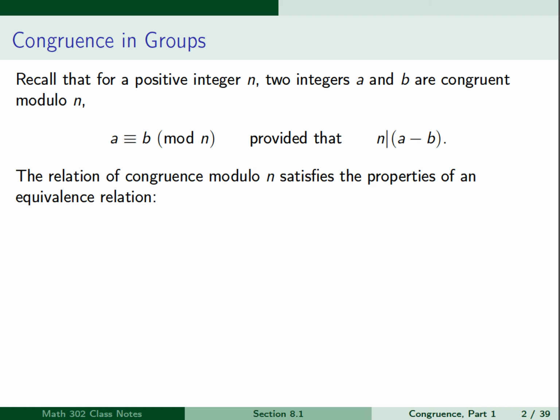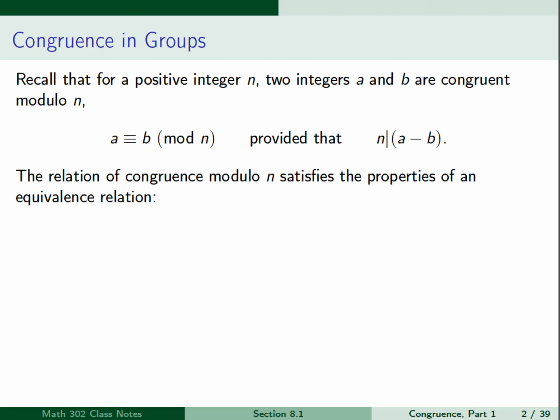And since (AB⁻¹)⁻¹ is (B⁻¹)⁻¹ times A⁻¹, which is B times A⁻¹, then B times A⁻¹ is an element of K, so B is congruent to A mod K. And therefore the symmetric property holds. Next we have the transitive property.